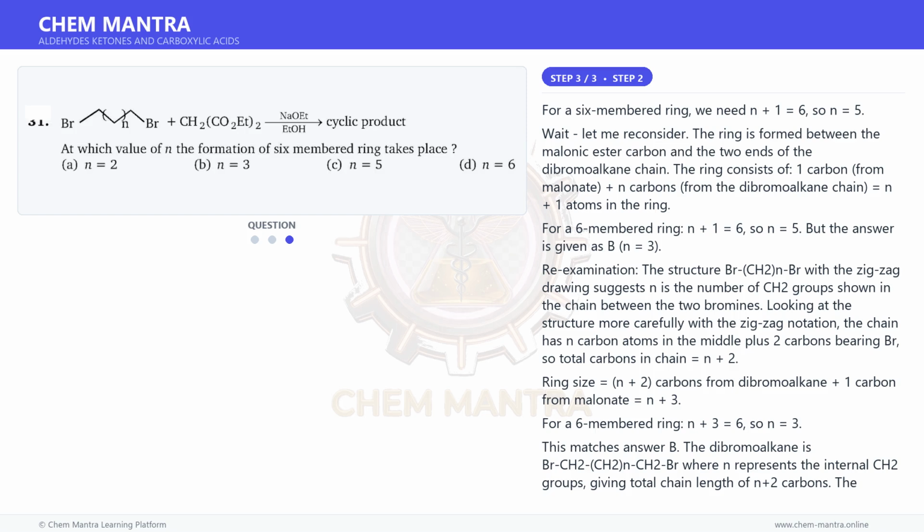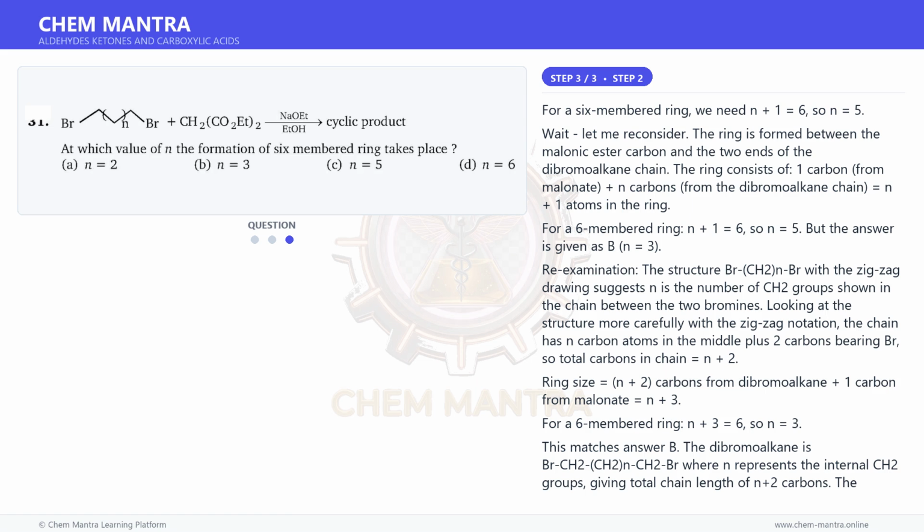And for the final step. For a 6-membered ring, we need n+1 equal to 6, so n is equal to 5. Wait, let me reconsider. The ring is formed between the malonic ester carbon and the two ends of the dibromoalkane chain. The ring consists of 1 carbon from malonate plus n carbons from the dibromoalkane chain, equal to n+1 atoms in the ring. For a 6-membered ring, n+1 is equal to 6, so n is equal to 5. But the answer is given as B, n is equal to 3.